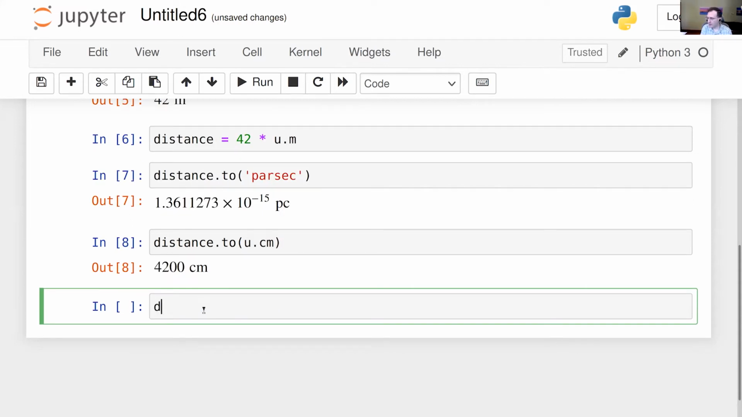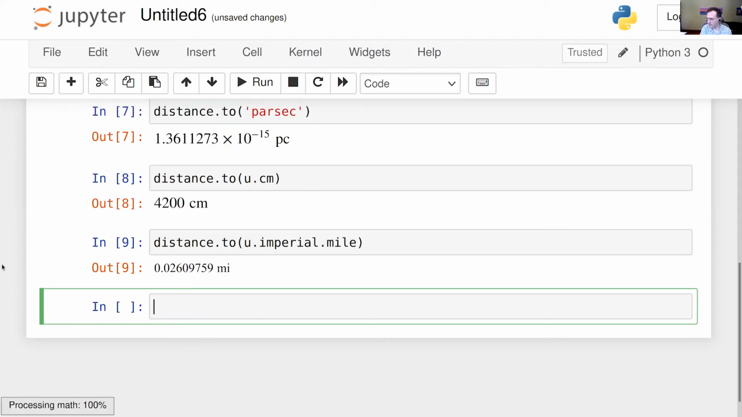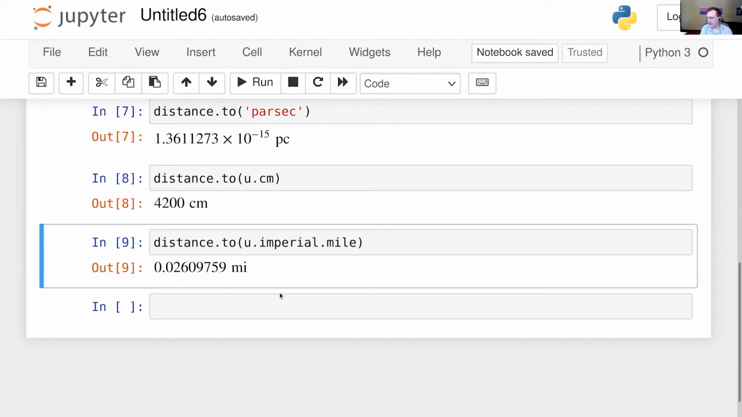We can also convert it to imperial units also if we really want to. u.imperial, distance.to(u.imperial.mile), and shift enter. So we get 42 meters is about 2.6% of a mile.